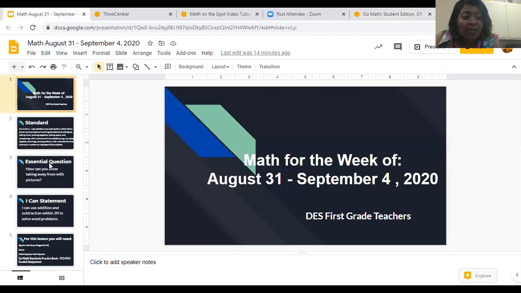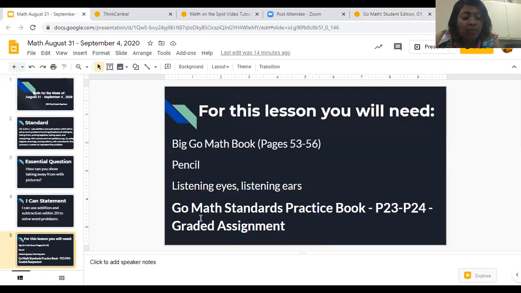Now, what you're going to do, first grade, you are going to go get your standards practice book, this one right here, and you are going to open it to P23, and on the back you will find P24. You are going to complete P23, P24, and you're going to write your first name and last name. You're going to take a picture of it, and you're going to submit it to your homeroom teacher. Those that are in Ms. Ball's class will send it to me. Those in Ms. Tucker's class will send it to her, and those in Ms. Nelson's class will send it to her.